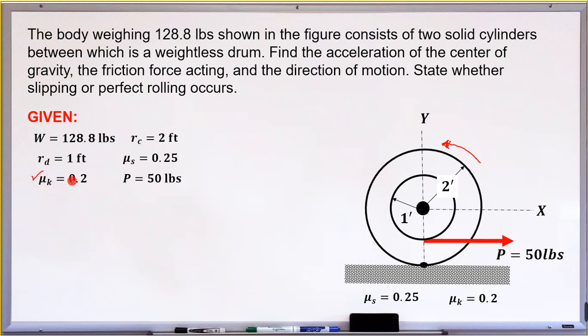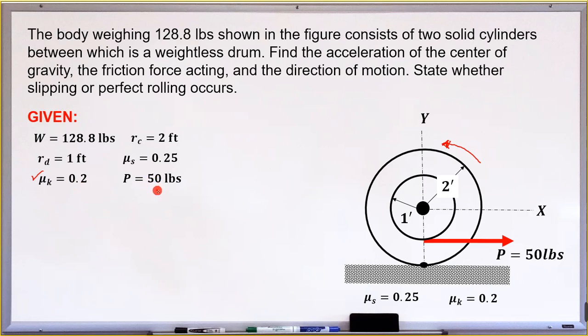Mu K is our coefficient of kinetic friction. So we are going to use this one if our body is in motion. But if our body is stationary, we use mu S. So the value of our mu K again is 0.2. And then we also have an applied force P that is equal to 50 pounds.